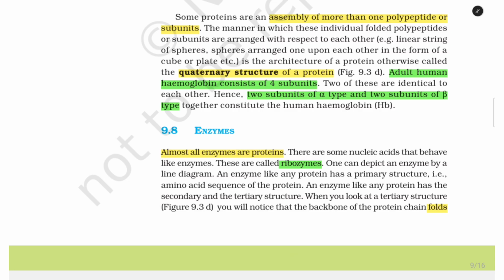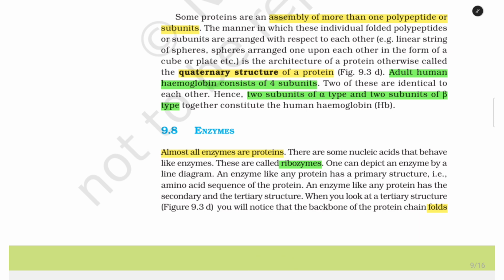9.8 Enzymes. Almost all enzymes are proteins. There are some nucleic acids that behave like enzymes. These are called ribozymes. One can depict an enzyme by a line diagram. An enzyme, like any protein, has a primary structure, that is the amino acid sequence of the protein. An enzyme, like any protein, has the secondary and the tertiary structure also.